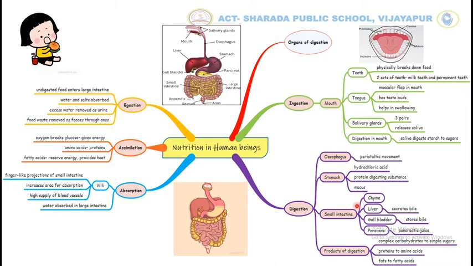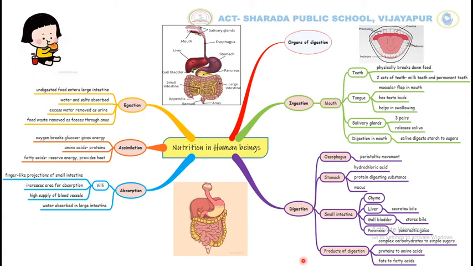The chyme enters the small intestine, where liver and pancreas secrete their juices and help in digestion. Liver secretes bile juice while pancreas secretes pancreatic juice. The bile juice is stored in the gallbladder and it is sent to the small intestine as and when required. The different products of digestion are: the complex carbohydrates are converted to simple sugars, proteins are converted to amino acids, and fats are converted to fatty acids.